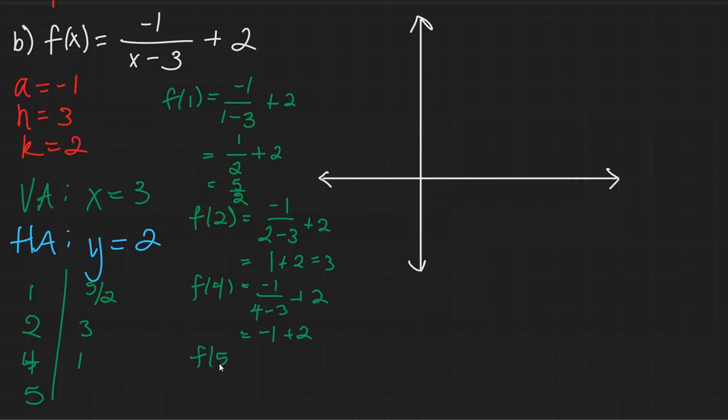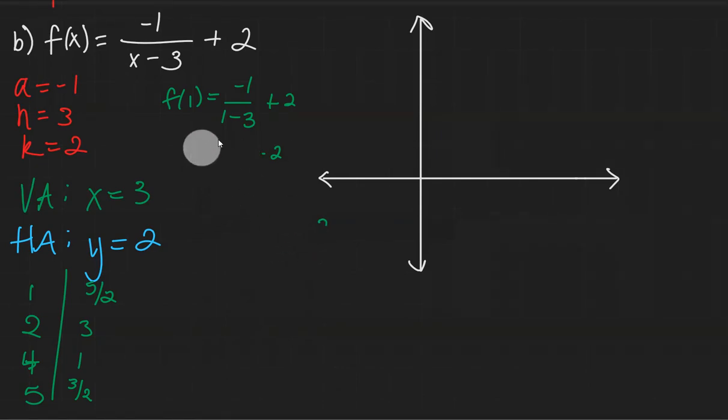And then f of 5 is equal to negative 1 over 5 minus 3 plus 2. Negative 1 over 5 minus 3, which is 2, so negative 1/2 plus 2. This is negative 1/2 plus 4/2, which is 3/2. I went through that a little quickly, so if you need to recalculate those on your own, go ahead and do so. I just wanted to show you how to plug it in, but then keep going.